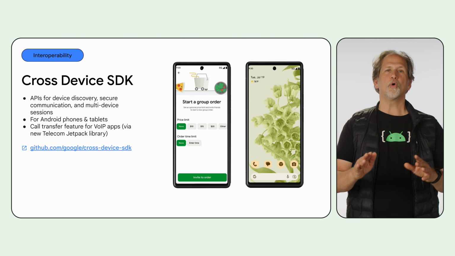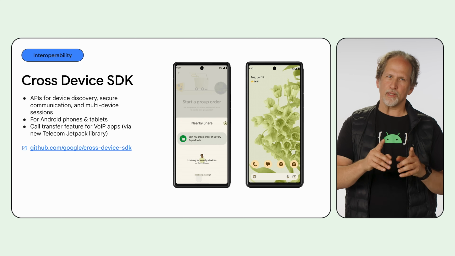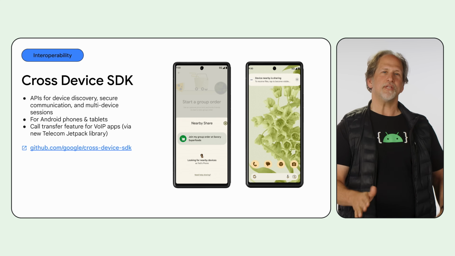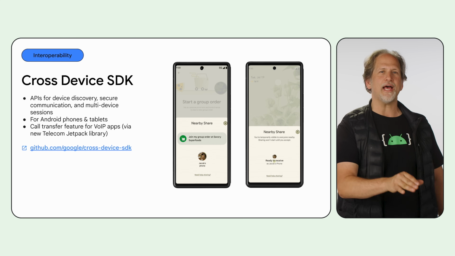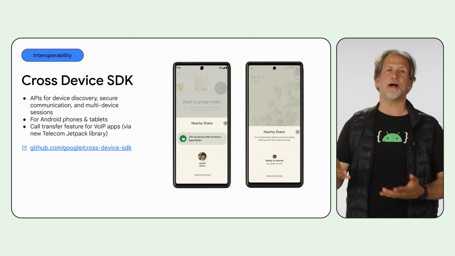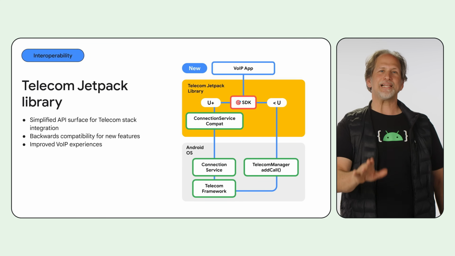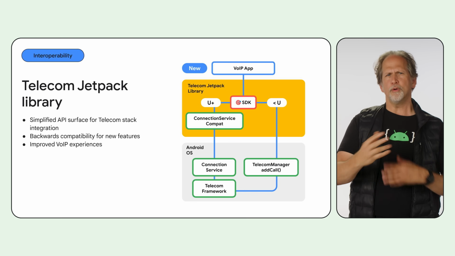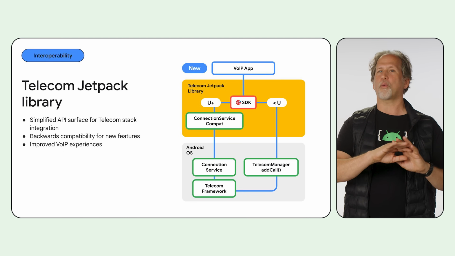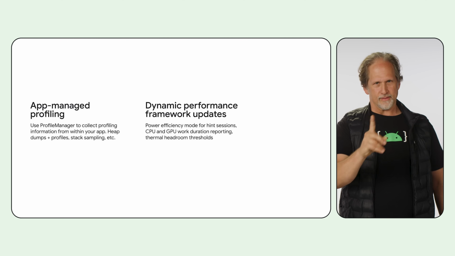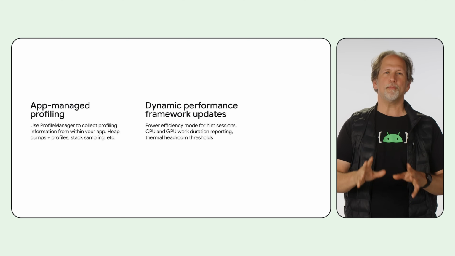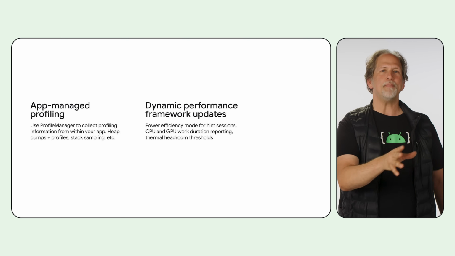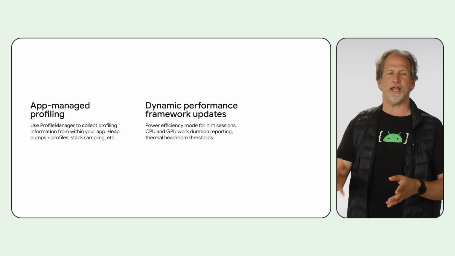The cross-device SDK is still in developer preview, but we're actively using it to launch features such as call casting in Google Meet, as well as Telecom Jetpack. Since last year, we've released the Telecom Jetpack Library Alpha to improve VoIP calling experiences across Android surfaces. And Android 15 includes more to help improve technical quality, such as app-managed profiling and additions to our dynamic performance framework.